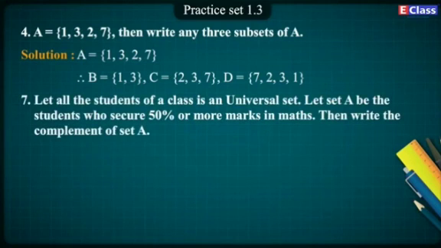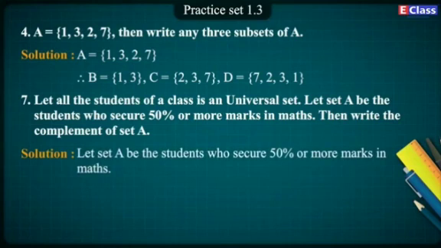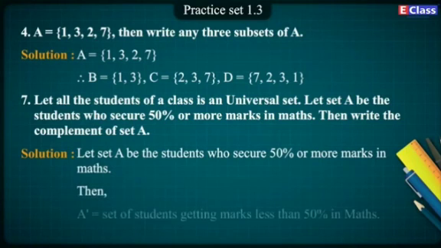7. Let all the students of a class be a universal set. Let set A be the students who secure 50% or more marks in maths. Then, write the complement of set A. Solution: Let set A be the students who secure 50% or more marks in maths. Then, A complement is equal to the set of students getting marks less than 50% in maths.